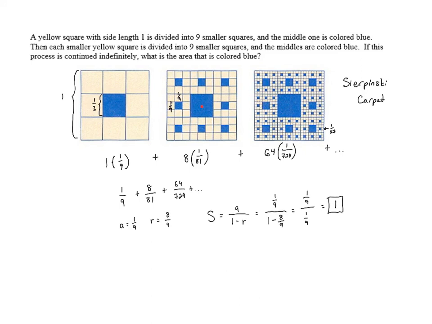So as we go through this process over and over and over again, the amount of yellow is decreasing so much that it is effectively asymptotically approaching 0. If we were to continue this forever and ever, there would be no more yellow area and all of it would be blue.